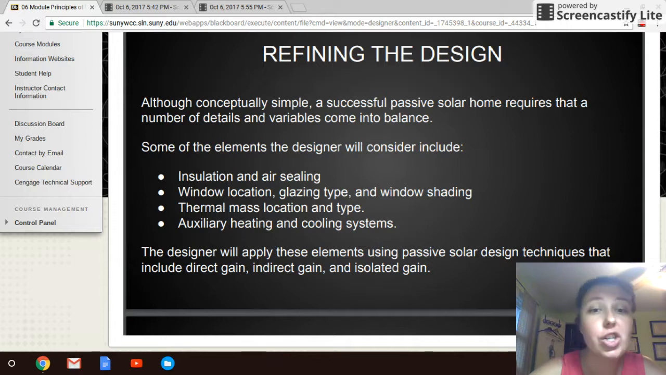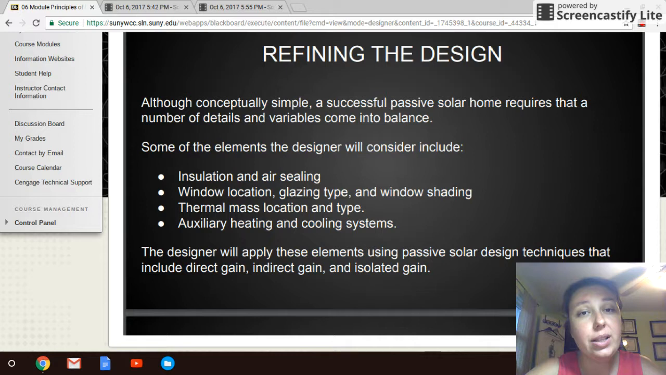Window location, glaze type. Windows have a lot of options nowadays. I can glaze out sunlight that I do not want. If I have something that's facing the south and it's just gaining too much heat energy because of its angling and I'm getting too much in the summer months, I now have the option to glaze or shade out my window, right?